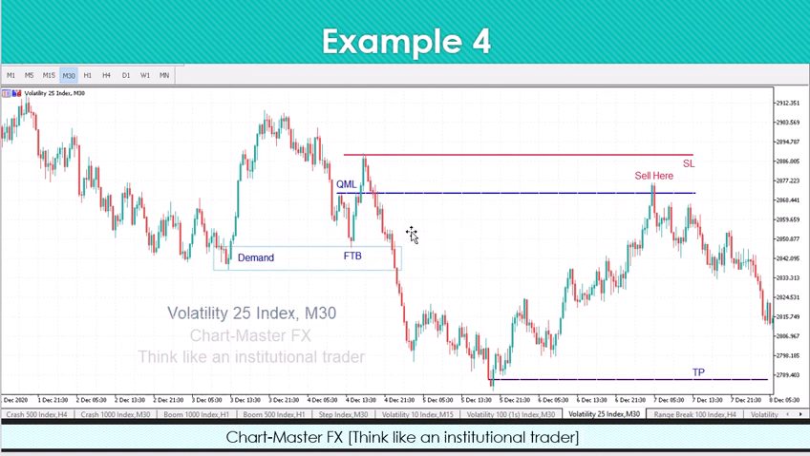So, guys, as you can see, the momentum shift, which is one of the SOPs that we actually look for at Chartmaster FX, we had a strong momentum to the downside. And what happened? We had also an accumulation here. The demands were being taken out, the orders were being taken out as the price was coming to this QM level.